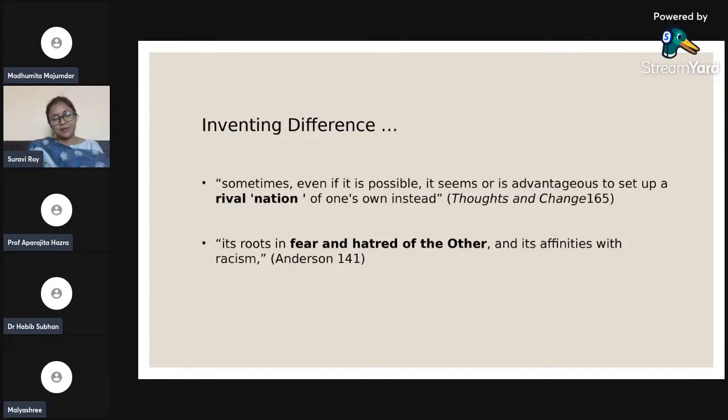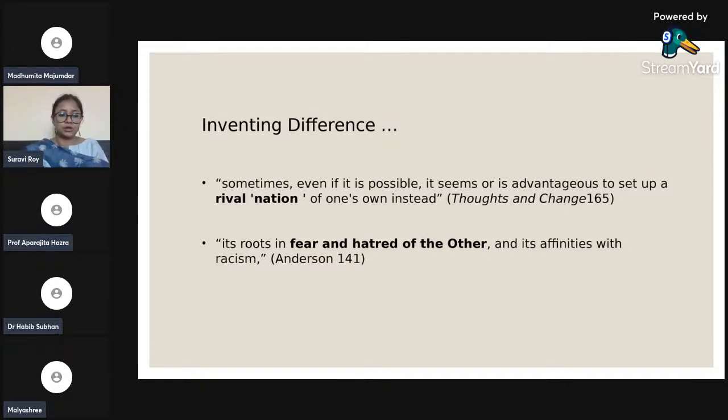And he says that it helps immensely if this rival nation has some pre-existing differentiating marks. So again, he goes back to the idea of shared culture. It's easier to set the other nation as a rival if you can see something visible. It could be race, it could be language, it could be religion. But it always helps if there are some pre-existing differentiating marks that help to establish a difference.